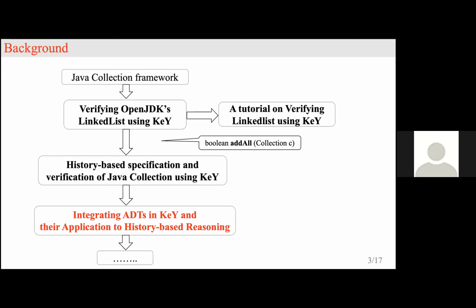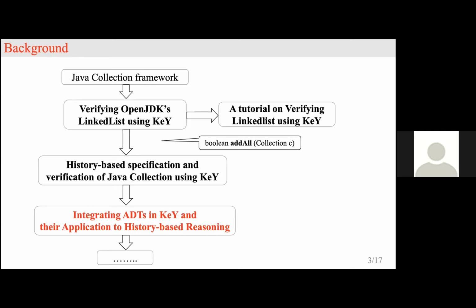In our main paper, verifying OpenJDK LinkedList using KeY, we found an integer overflow bug, and we gave a specification and verification of the implementation of LinkedList. Actually, we skipped some methods in LinkedList, like addAll, because addAll takes an interface as a parameter. So we skipped this in this paper, but we want to go ahead. So we wrote a paper to solve how to give specification and verification of the addAll method.